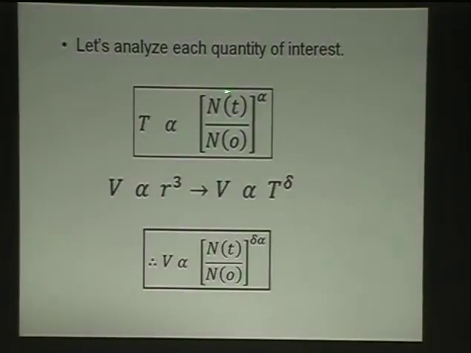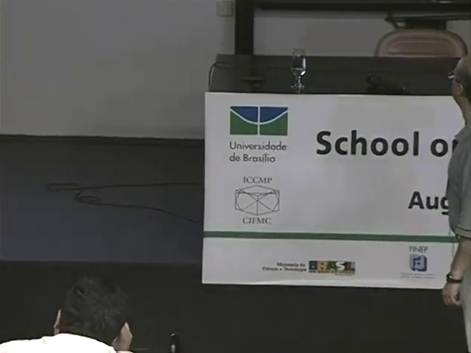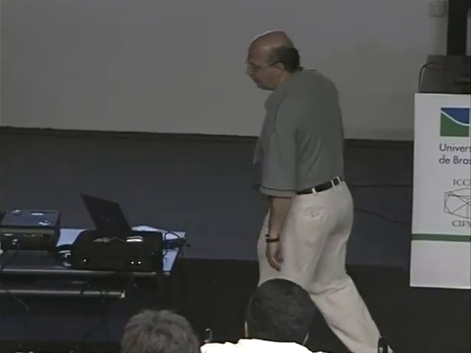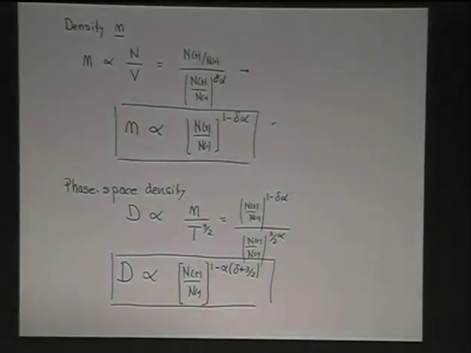So temperature, we already found, scales with N over N0 to the alpha. Remember, who is alpha? It is the relative variation of temperature by relative variation of number of particles. Basically, what's the relative decrease in temperature per relative decrease in the number by evaporation? Volume scales with R cubed, which is T to the delta. So the volume scales with the number of particles to the alpha delta. Okay? Just multiplication. How does the density scale? That's the first important parameter. Density is number divided by volume. So I just take the number divided by the volume, and the density scales with the number of particles to the 1 minus delta alpha.